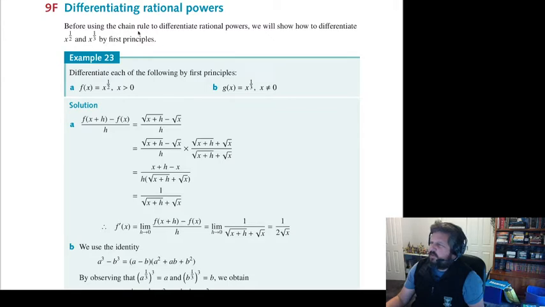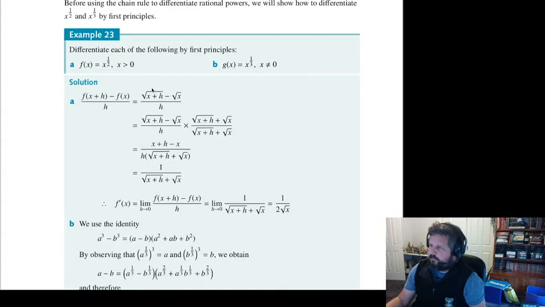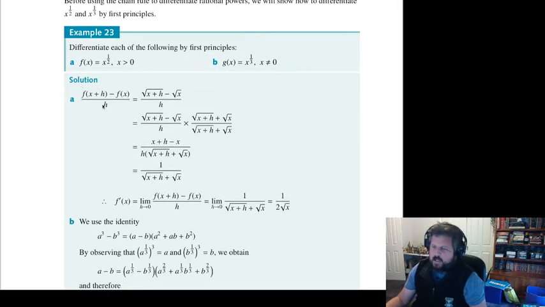So it says here, before using the chain rule to differentiate rational powers, we're going to show you how to differentiate x to the power of a half and x to the power of a third by first principles. Let's have a look first of all at x to the power of a half, where x is a value greater than 0. So, first principles, writing it out. Please remember that x to the power of a half is the same as the square root of x. So what you're going to have is the square root of x plus h, take away the square root of x, over h.